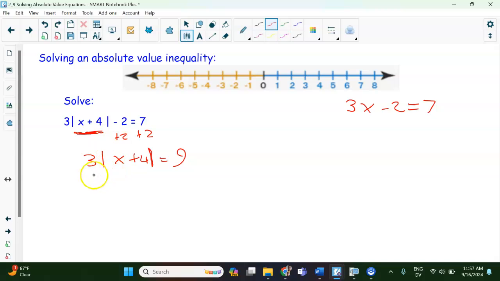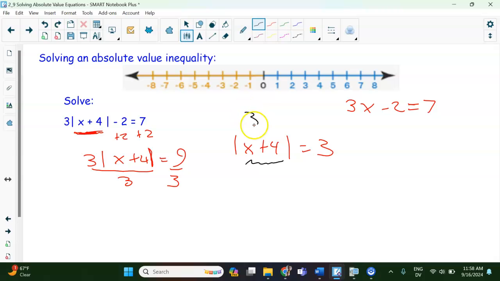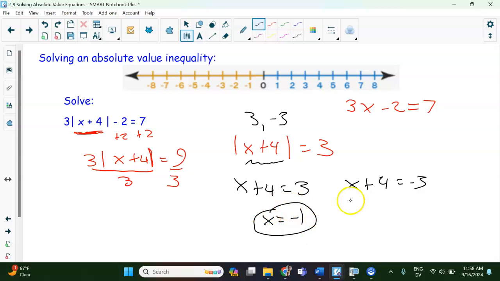And then it's tempting to want to distribute this 3, but instead of that, we're going to divide by 3. And then we get the absolute value of x plus 4 equals 3. Okay, and now we do our split step. Now, conceptually, this right here can either be 3 or negative 3. So x plus 4 equals 3, or x plus 4 equals negative 3. And then minus the 4 from both sides. Minus 4 here. You get x equals negative 7. Okay, and those are our two solutions.